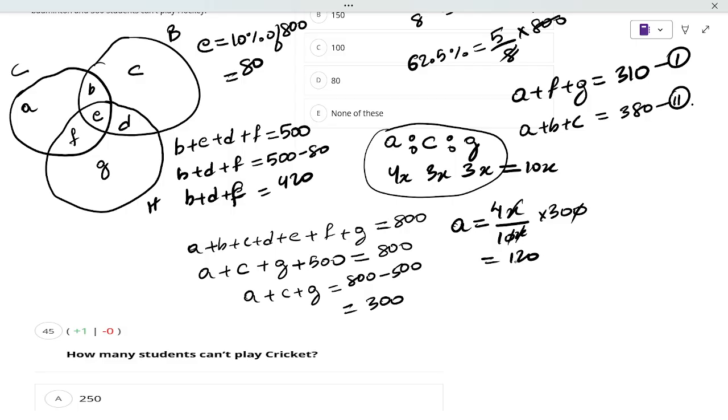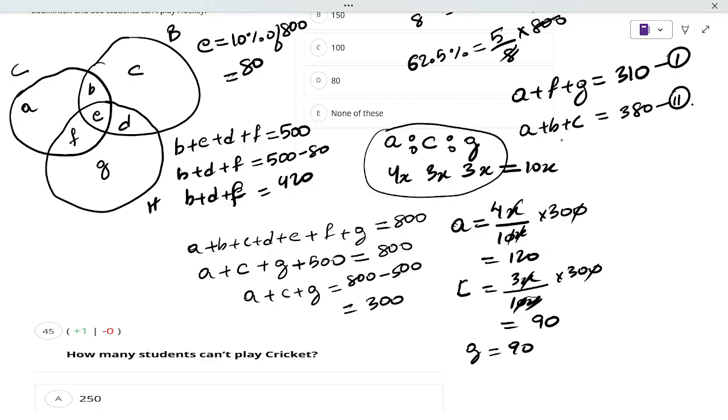Now we got the value of A. Similarly with C. C will be, out of 10x, 3x into 300. The x is cancelled. Then this will give us 30 times 3, which is 90. And even G, we have 3x. That means we'll get the same 90. So A is 120, 90 plus 90 is 180, plus 120 is 300. So we got the value of A, C, G and E also. Earlier we got E as 80. Now you just put the values.